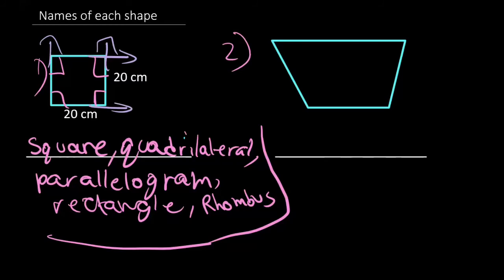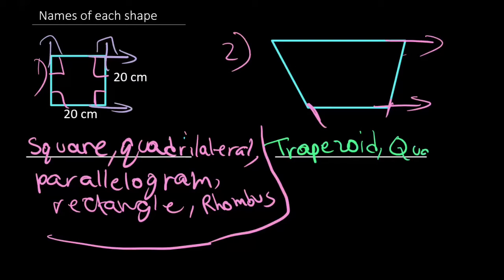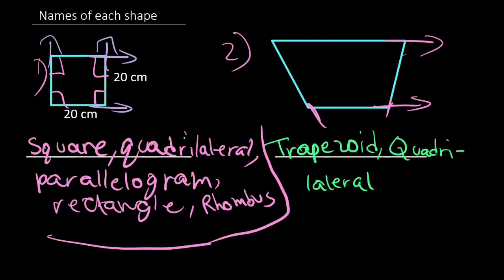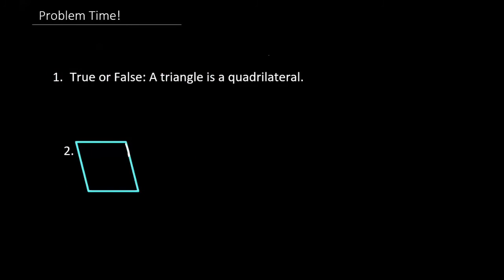Okay, so the second one is a trapezoid because it has one pair of parallel lines, and these two lines meet at one point. So this is a trapezoid, and it is also a quadrilateral because it is a polygon with four lines. Okay, and then there are no special kinds of trapezoids like there are in parallelograms. So that's all you can name. So trapezoids and quadrilaterals.